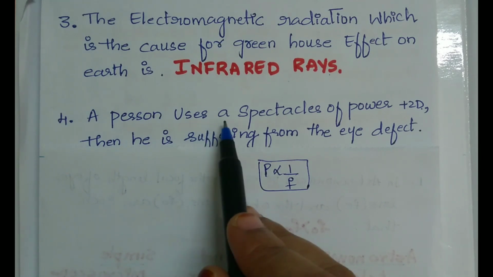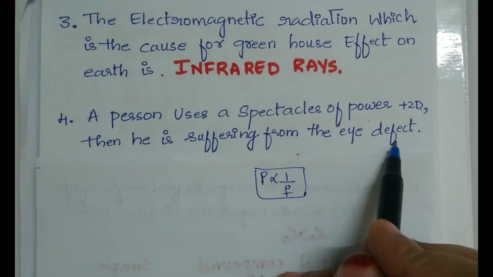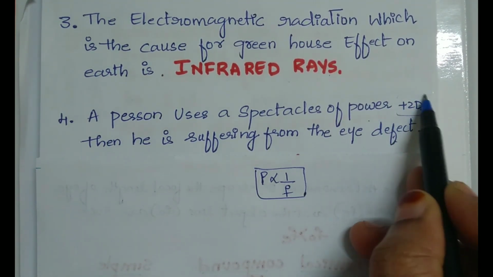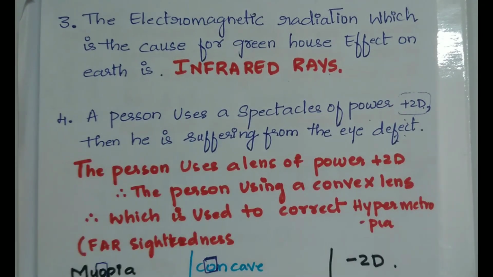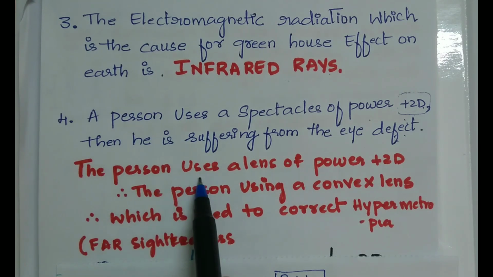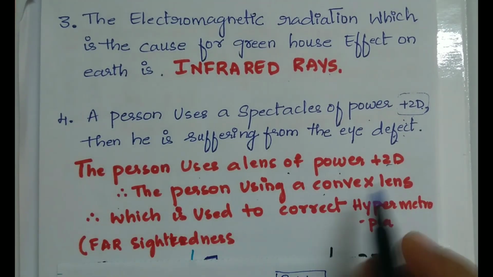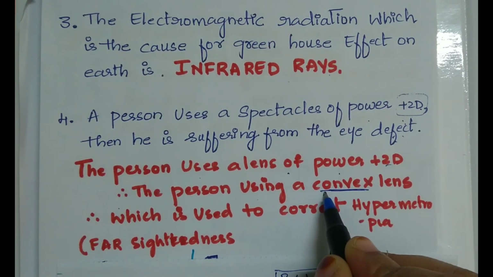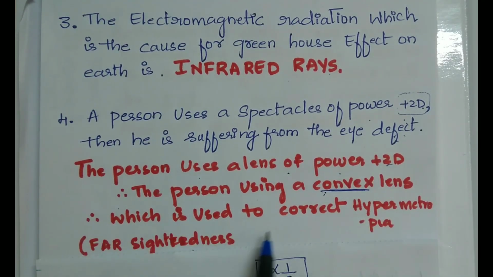So if a person uses spectacles of power plus 2D, then he is suffering from an eye defect. So you need to say, with the help of seeing this power, which type of defect the person is suffering from. So here we have the answer to it. The person uses a lens of power plus 2D. That means the person uses a convex lens. He or she uses the convex lens, which is used to correct hypermetropia.